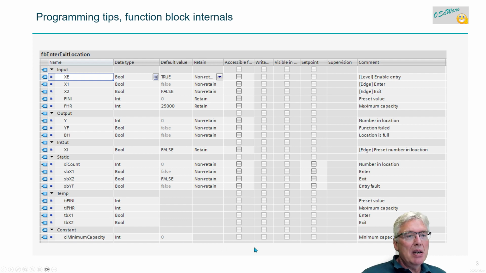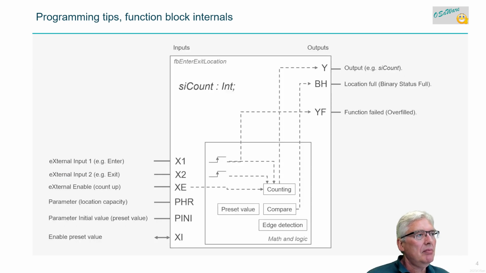And here are the validated parameters. Then we have a minimum capacity in a location, which uses a constant integer. We say that's 0. But we could say the minimum capacity was 1 because there's always one person checking entry and exit or whatever. But here it is 0.